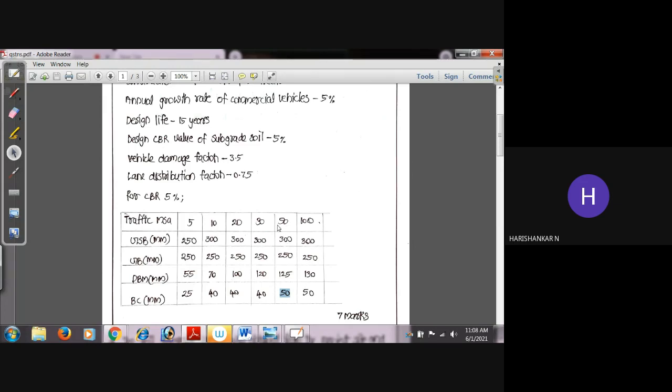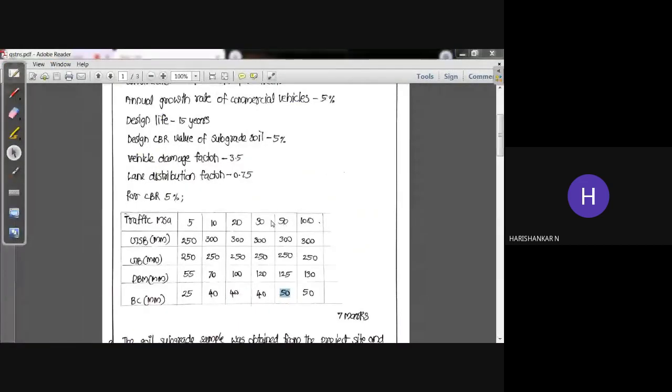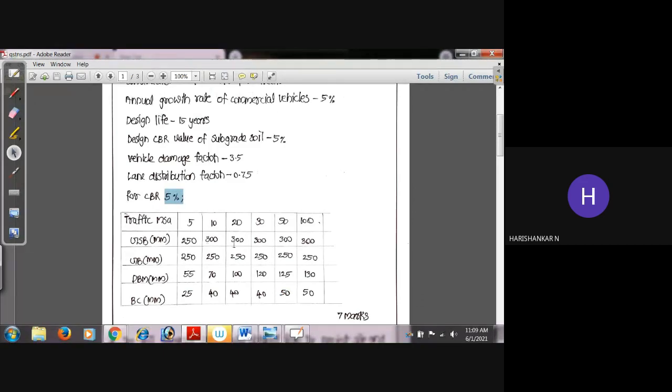Or if you are taking 49 point something, then what can you do? You can interpolate the value exactly in between this 30 and 50. Okay, or you can simply take it as 50, since you are getting a value which is nearer to 50. Okay, so for 50 MSA, and then you are having the CBR as 5%. Okay, from the graph you can have the combined layer thicknesses. Okay, so you can provide this type of thickness. Okay, so once you get the column, you can have the individual thicknesses.